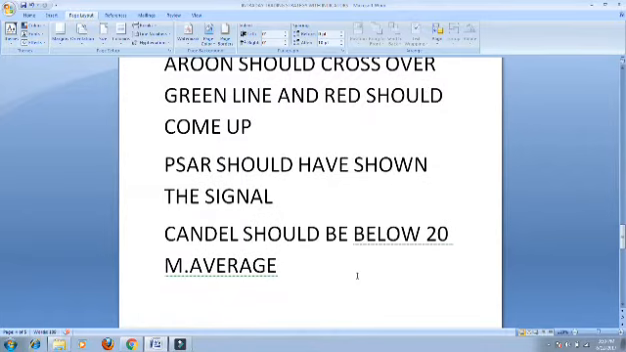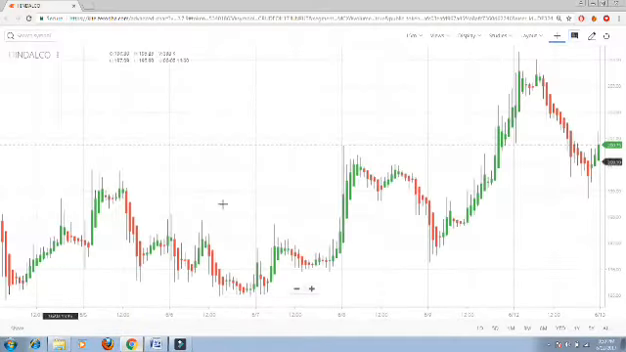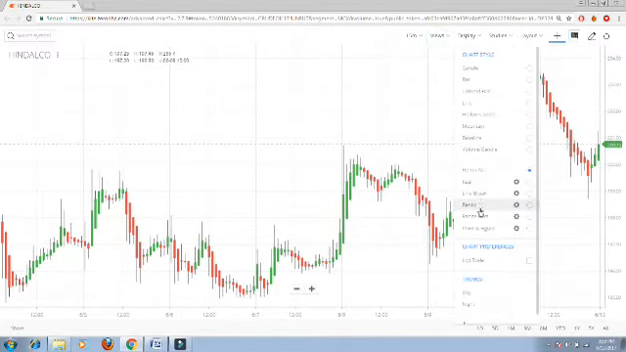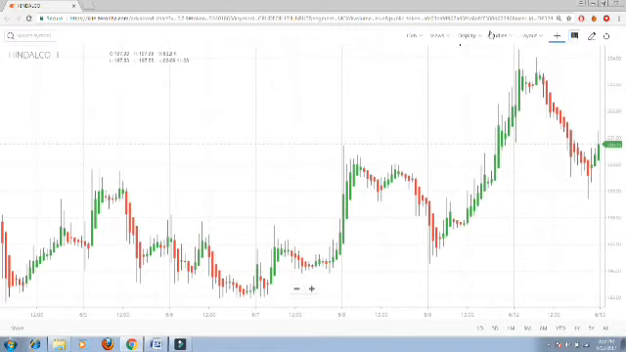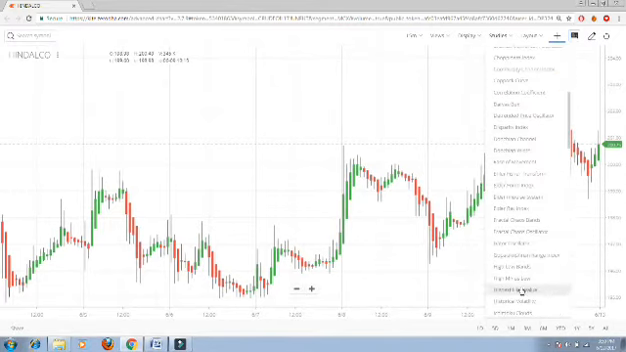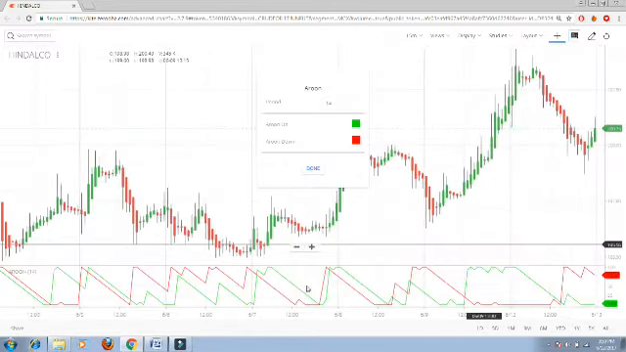So now let's check this out in real trading charts. This is my Kite, a 15 minutes chart. As you can see, I have just set a 15 minutes chart, and the view displays Heikin Ashi candles. Now go to studies, add Aroon.